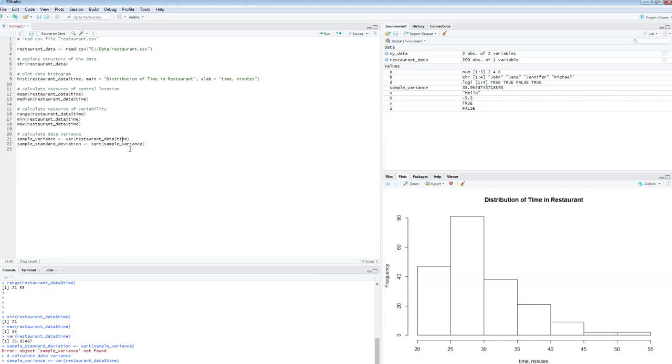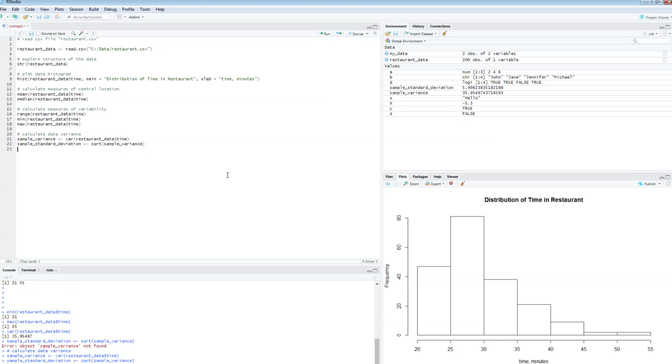So now I have sample variance. I can take the square root of that. I'm going to say sample standard deviation, and it's simply 5.99. It's the square root of 35.95. That's it. So standard deviation is 5.99. Let's call it 6, and the units of measure are minutes.